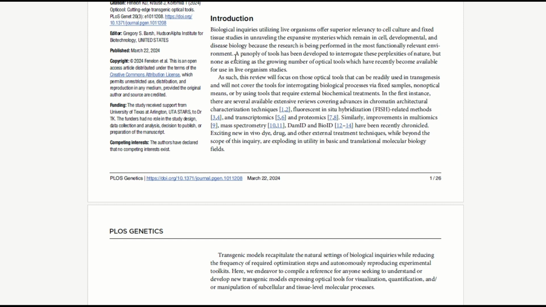Transgenic models recapitulate the natural setting of biological inquiries while reducing the frequency of required optimization steps and autonomously reproducing experimental toolkits. Here, we endeavor to compile a reference for anyone seeking to understand or develop new transgenic models expressing optical tools for visualization, quantification, and/or manipulation of subcellular and tissue-level molecular processes.